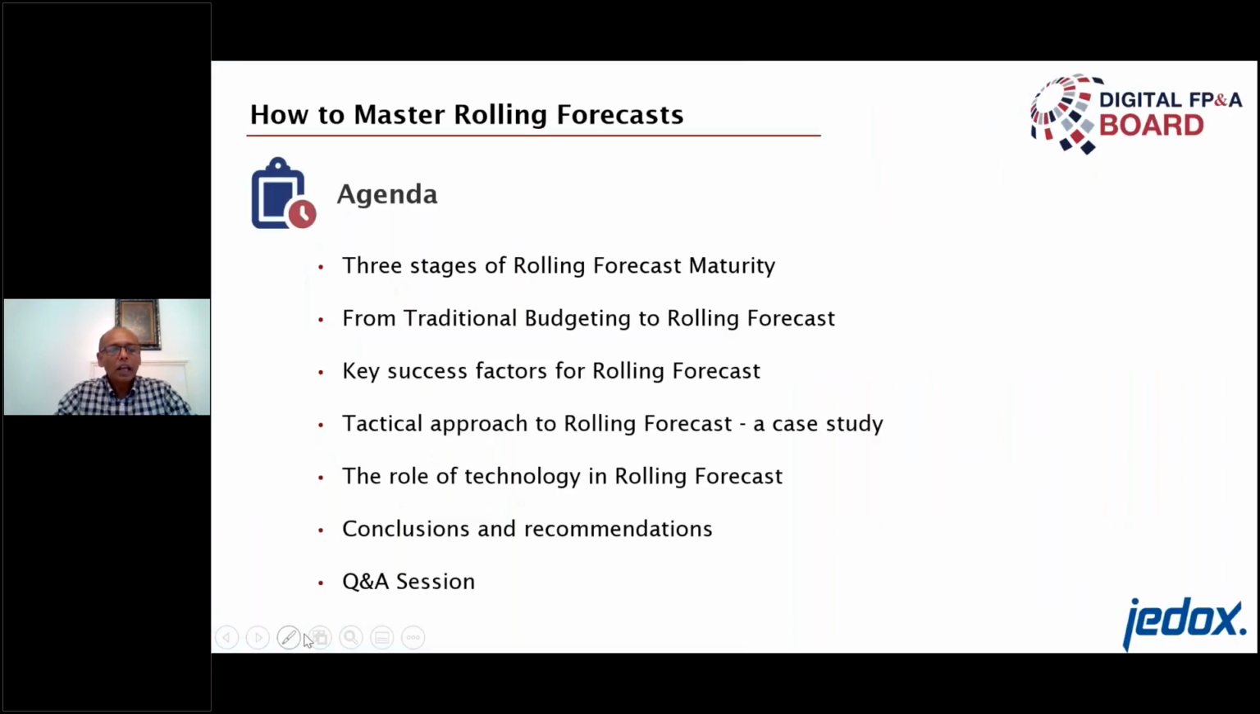So moving on. So what will we be talking about today? We'll talk about the 3 stages of rolling forecast maturity model. Then our speakers will talk about how they move from traditional budgeting to rolling forecasts, the sort of barriers they had, key success factors for a good rolling forecast, tactical approach to rolling forecast, a case study we will see. Finally, we will see how technology helps us in doing rolling forecast. We will go on to conclusions and recommendation, and then we will finish off with a Q&A session.